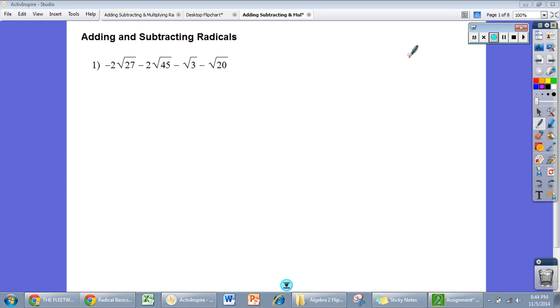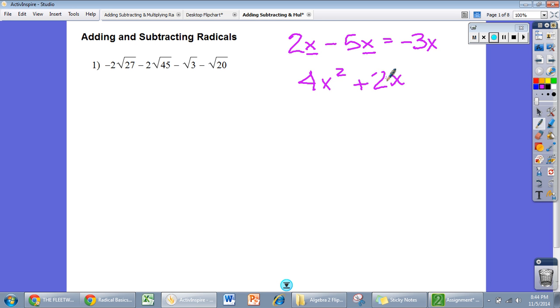Basically, the premise for adding and subtracting radicals is along the lines of adding and subtracting like terms. So let's take a look at that concept. If I have 2x minus 5x, they're x and x. They're like terms, so I can combine the 2 with a negative 5 and I can get a negative 3x. If I have something like 4x squared plus 2x, now these are not like terms, so I wouldn't be able to combine them and I would just have to leave them be. So think of it along the lines of combining like terms and we should be good to go.